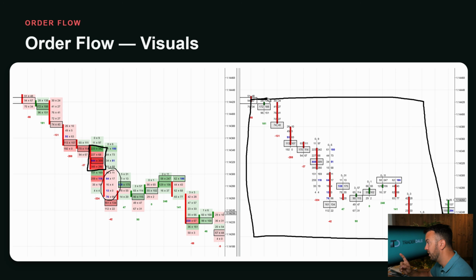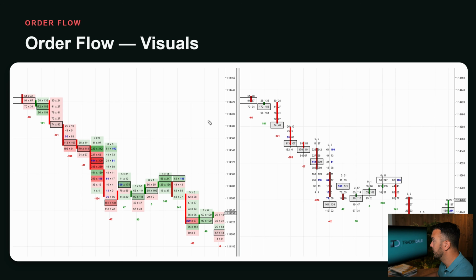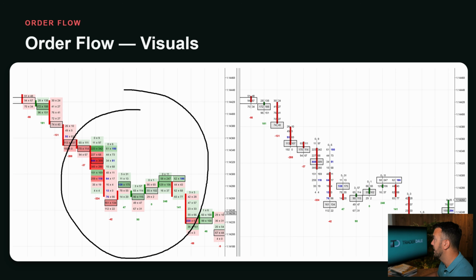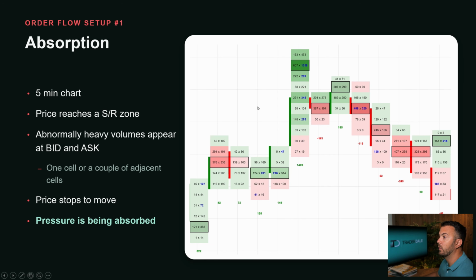And unless you read all of them, you can't really make head or tail of it, and it's hard to understand. It takes time. So not too practical. You can obviously switch between those two, but the one on the left is the one that I prefer. Okay, on to the absorption setup.